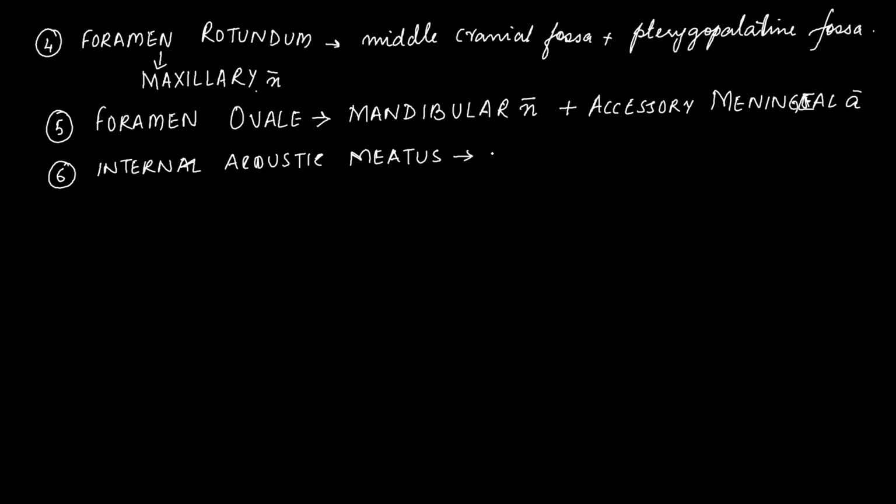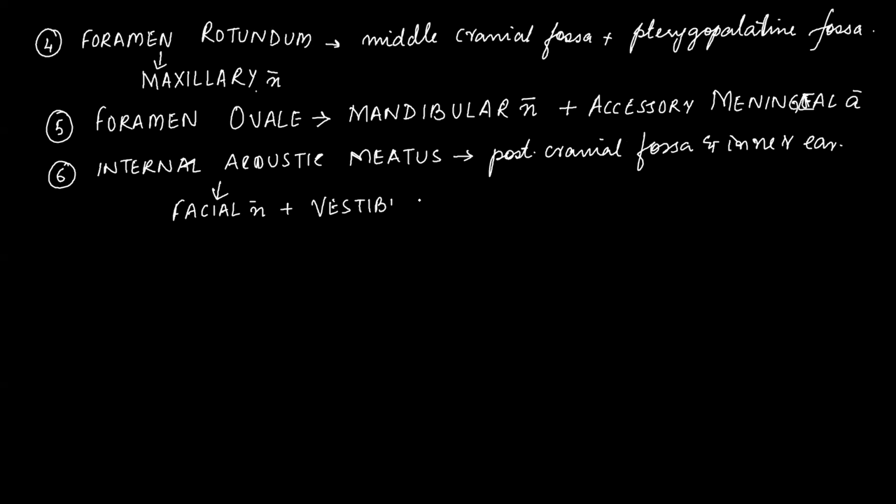And this internal acoustic meatus connects the posterior cranial fossa and the inner ear. Okay. Now, what are the structures that pass through internal acoustic meatus? They are the facial nerve and the vestibulocochlear nerve. These are the two structures that pass through internal acoustic meatus.